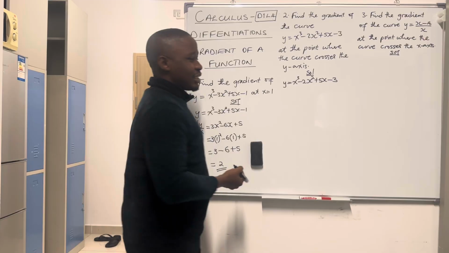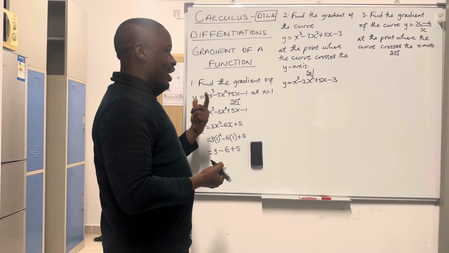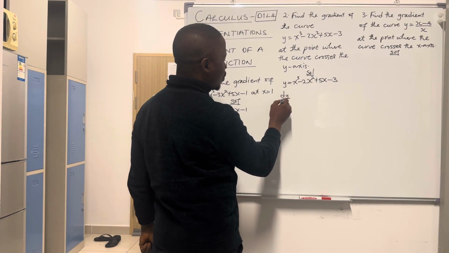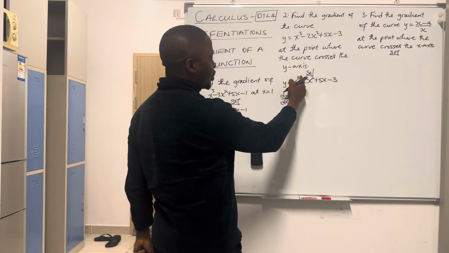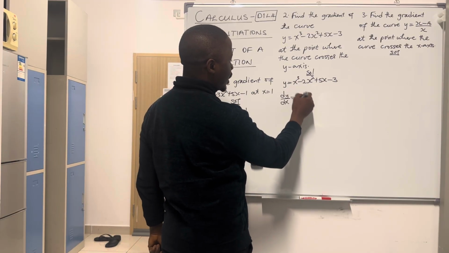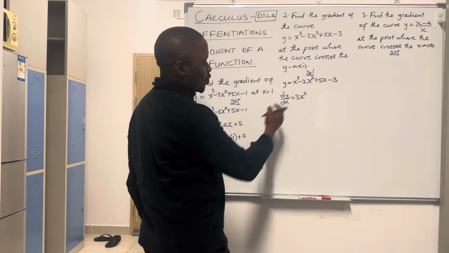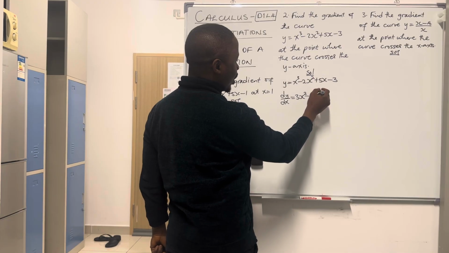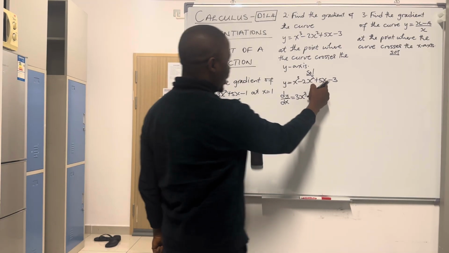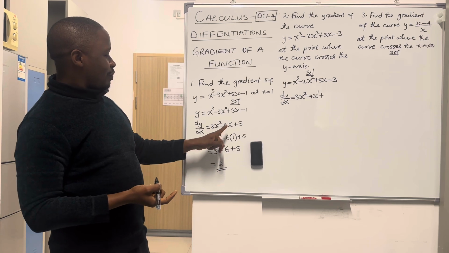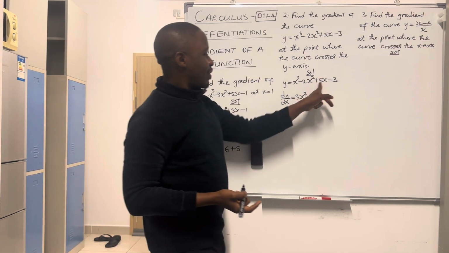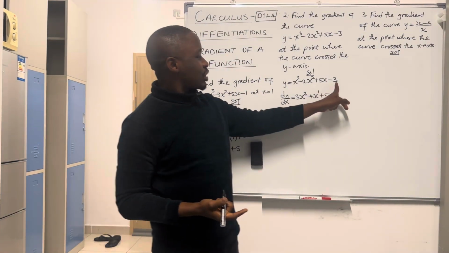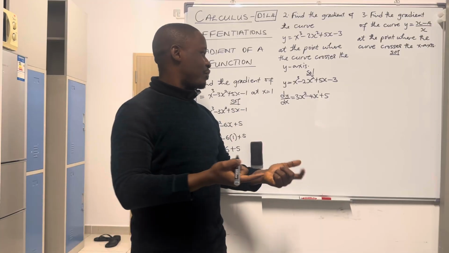So to find the gradient is to find the first derivative. Finding the first derivative is differentiating once. So we say dy over dx. So 3 times 1 is 3. Then 3 minus 1 is 2. 2 times minus 2 is minus 4. Then 2 minus 1 is 1. We have another 5x. Differentiating 5x is 5. Differentiating a constant is 0. Minus 3 does not contain x, it is 0. So we forget about it.